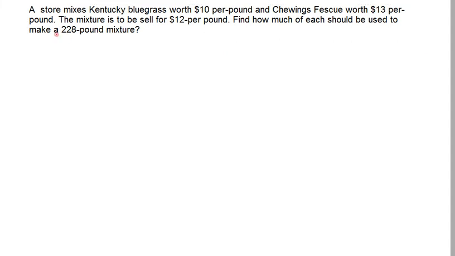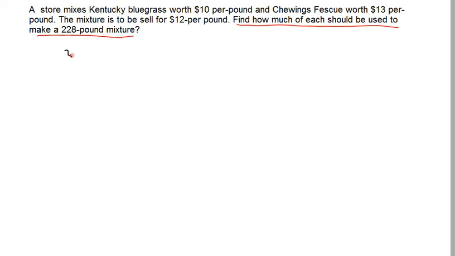Here we go. This problem says that a store mixes Kentucky Bluegrass worth $10 per pound and Chewing's Fescue worth $13 per pound. The mixture is to sell for $12 per pound. How much of each should be used to make a 228-pound mixture? All right, so what we're looking for is how much of each of the Kentucky Bluegrass and the Chewing's Fescue do we need to make a 228-pound mixture?